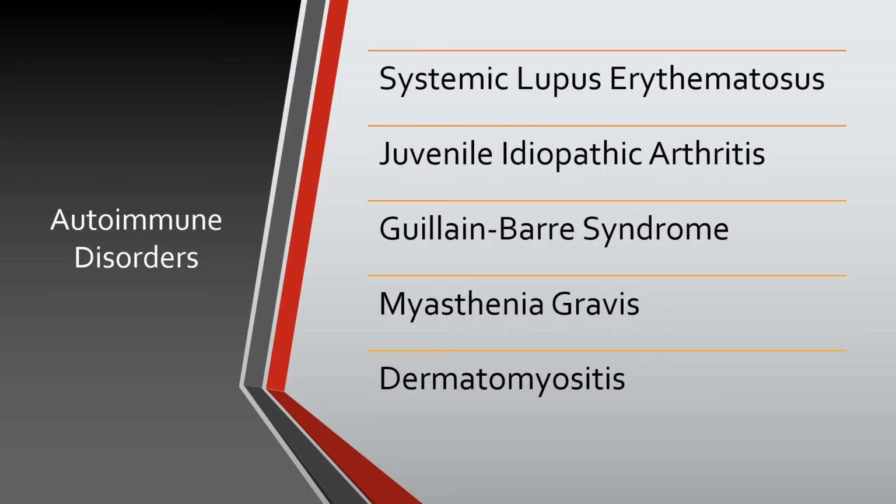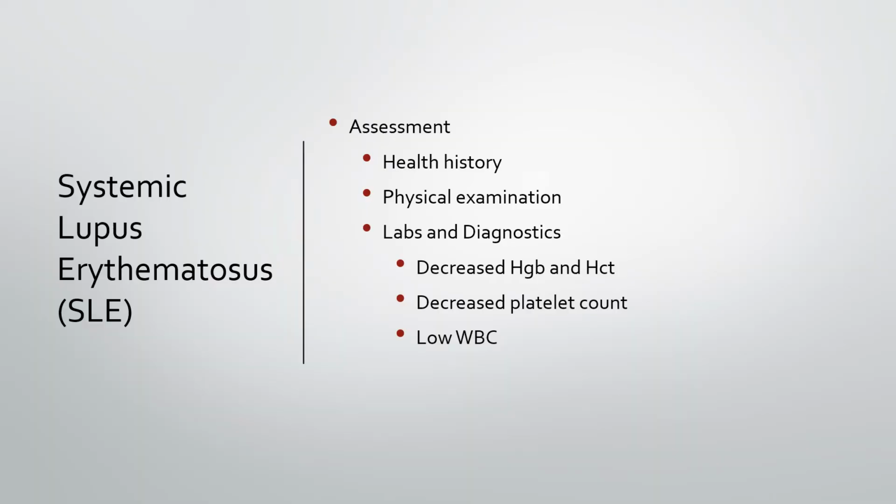Autoimmune disorders are systemic lupus erythematosus, juvenile idiopathic arthritis, Guillain-Barré, myasthenia gravis, and dermatomyositis. Sorry, guys. The two that we're going to focus on are the top two, your SLE and your JIA. So systemic lupus is a multi-system autoimmune disorder. It can affect any organ system, meaning the onset and the course can be very variable.